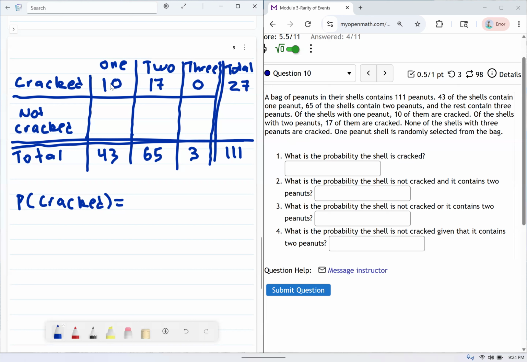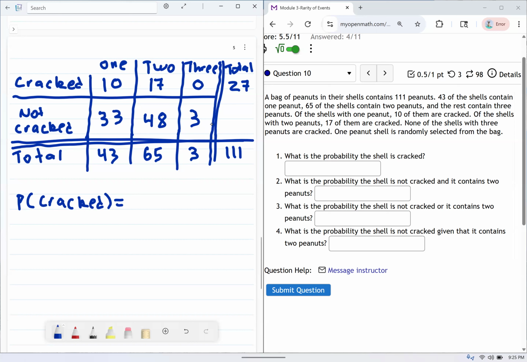Working vertically, 10 plus something gives me 43. That number is 33. 17 plus something gives me 65. If I do 65 minus 17, that gives me a value of 48. 0 plus something is 3. 0 plus 3 is 3.